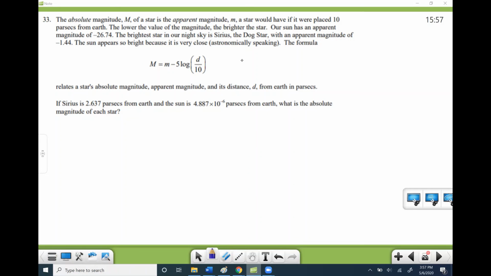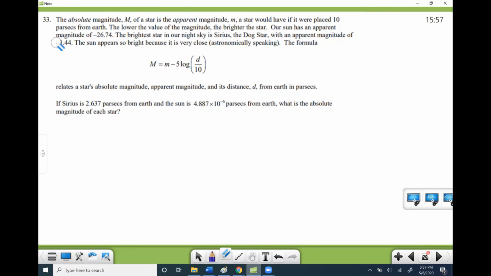Our sun has an apparent magnitude of negative 26.74. The brightest star in our night sky, Sirius, has an apparent magnitude of negative 1.44. So the lower the number, the brighter. That makes sense. The sun, which we know is the brightest, is negative 26, while the next brightest is negative 1.44.